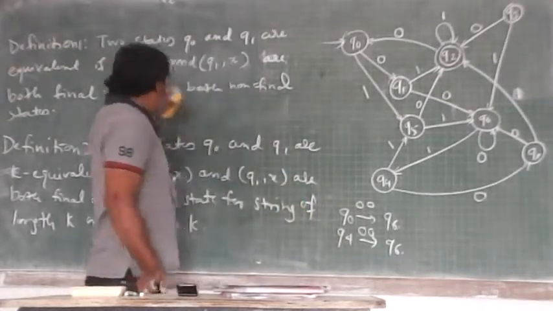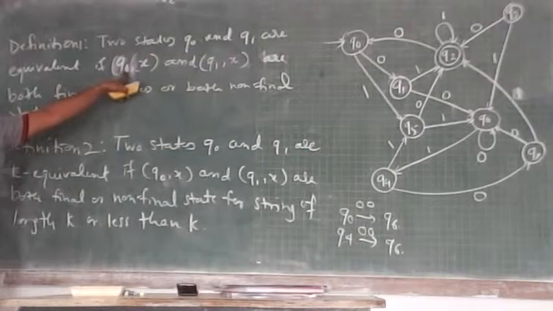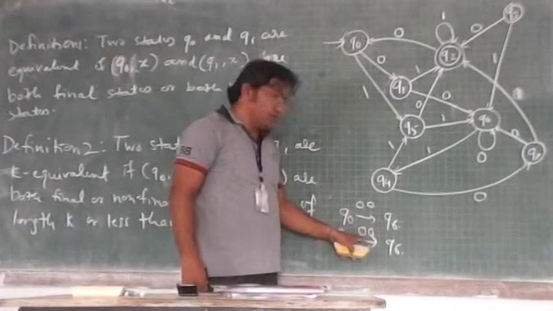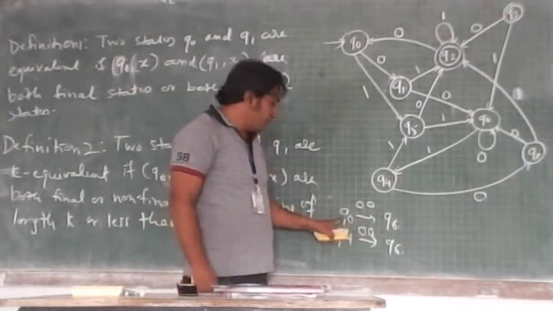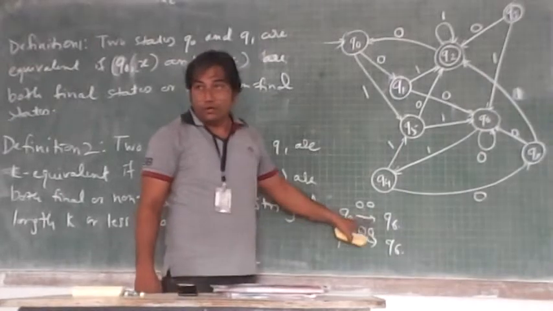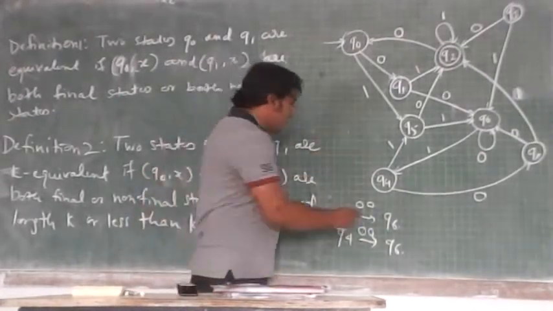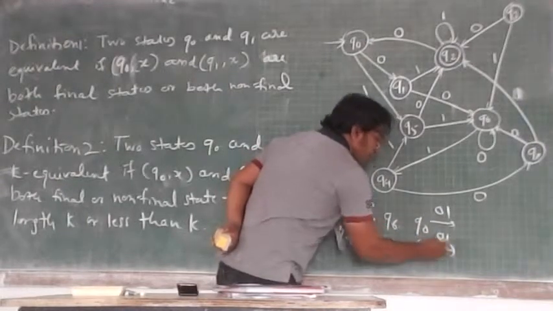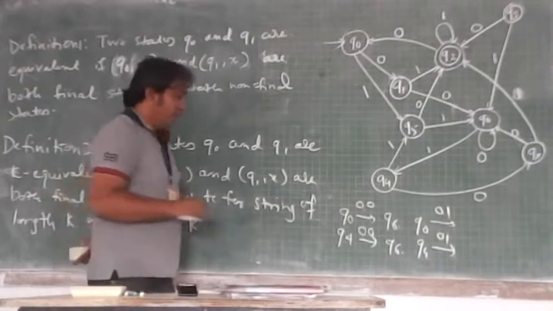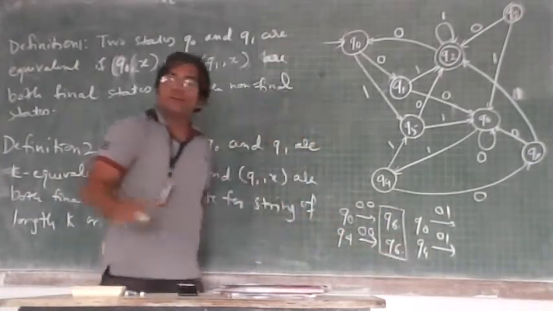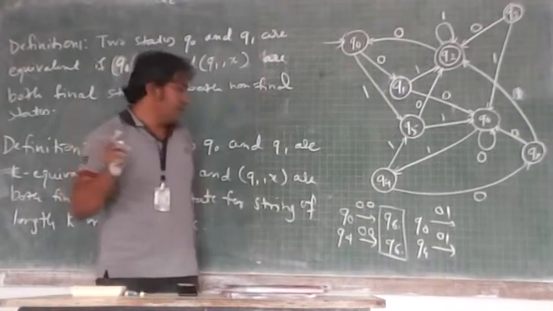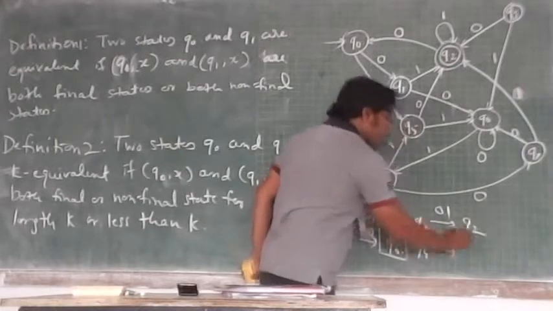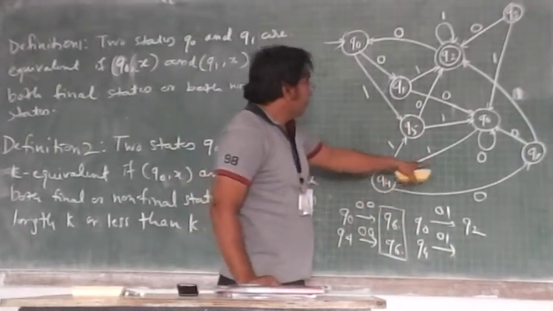Here in this case we considered 1 equivalence. Now for strings of length 2, we have the equivalence between Q0 and Q4, and that is 2 equivalence. You can take another string, 0, 1, from Q0 and from Q4, and see where you go. Both should be final or both non-final. From Q0 for 0, 1, you go to Q2. From Q4, 0, 1, where do you go?